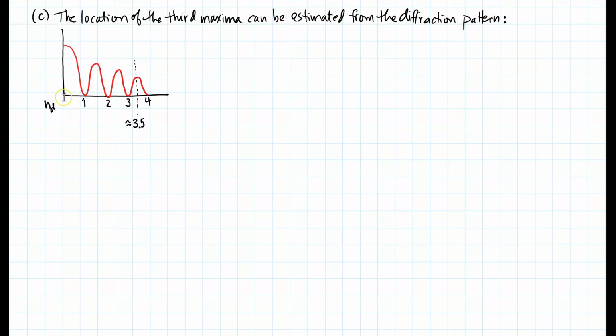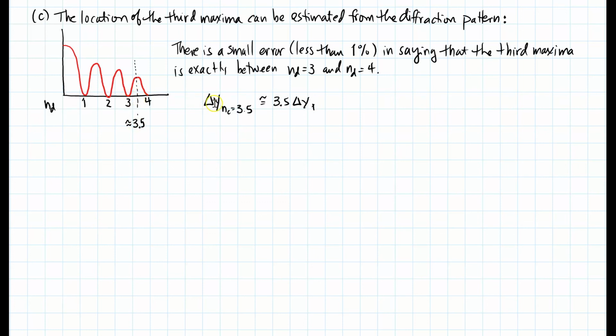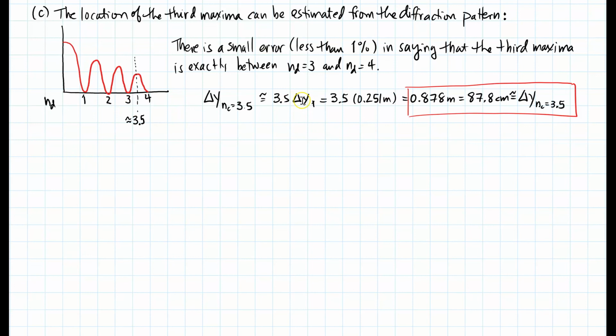The location of the third maxima can be estimated from the diffraction pattern. We know that the separations between minimas is exact. However, there is a small error for the location of the third maxima. It is not in the middle between 3 and 4. So it's approximately 3.5, but there's less than 1% error there. So I can write delta y at ND equal to 3.5 is approximately equal to 3.5 times the separation between the minimas. Plugging in delta y1, I get that this location is 87.8 centimeters.